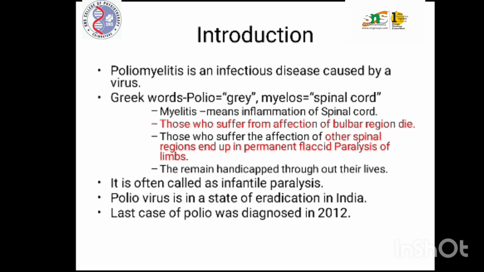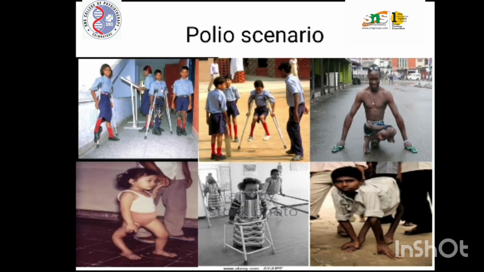Poliomyelitis is in a state of eradication in India. The last case of polio was diagnosed in 2012. There is a polio scenario of school children, adult people, or handicapped persons; these are the people in whom polio may occur.